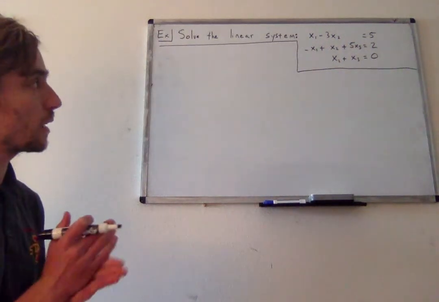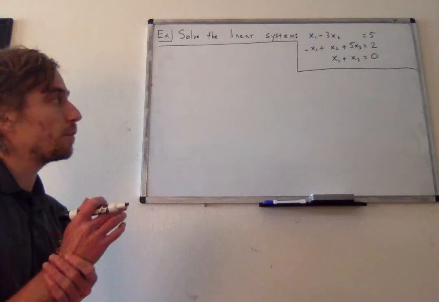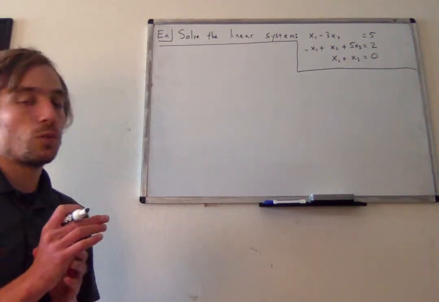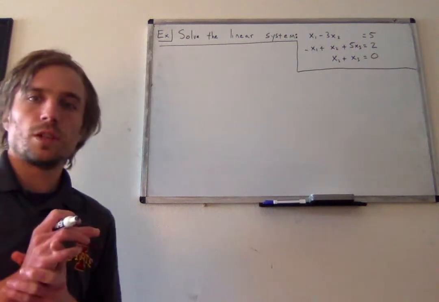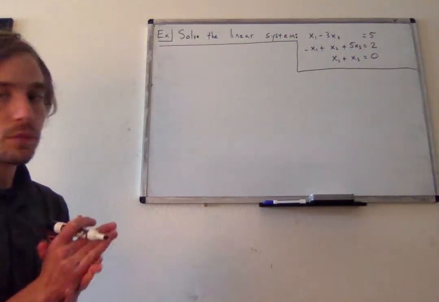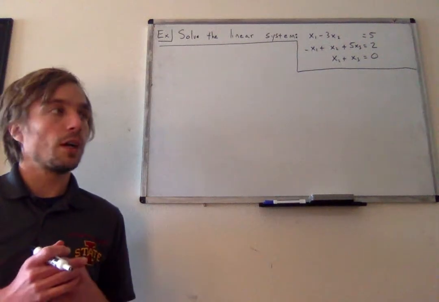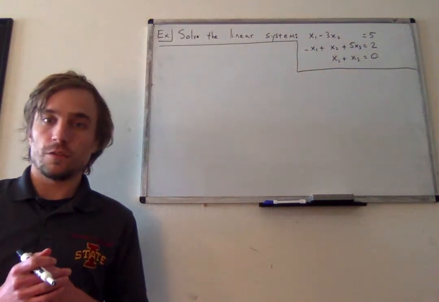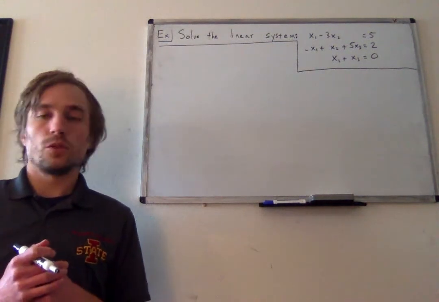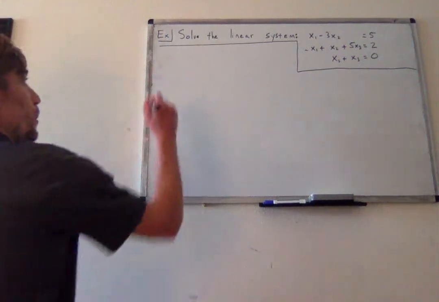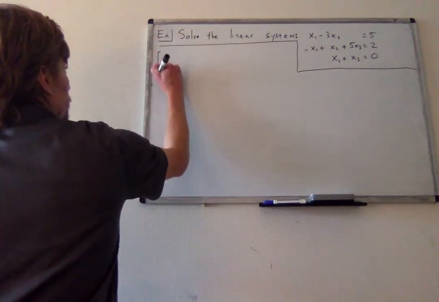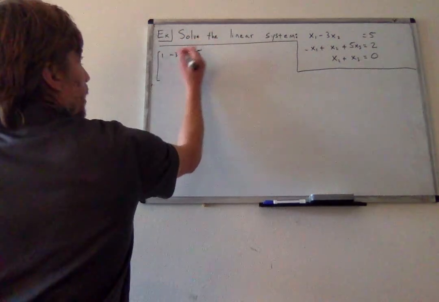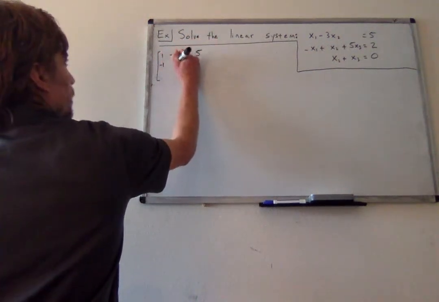Three equations: x1 minus 3 times x2 is equal to 5, negative x1 plus x2 plus 5x3 is equal to 2, and x2 plus x3 is equal to 0. So we now have some more tools at our disposal. We know how to put a matrix in reduced row echelon form, and we're going to do that in order to solve this system. So first we want to set up the augmented matrix for this system. And so I get that the augmented matrix is the following.